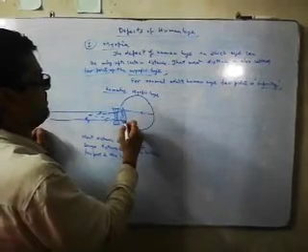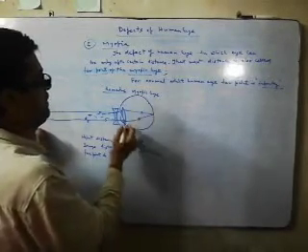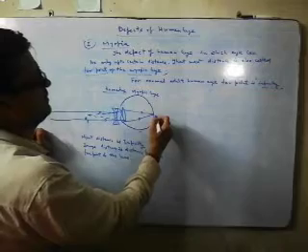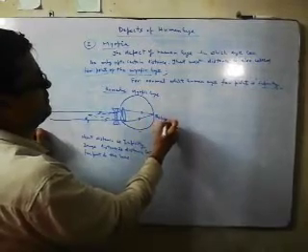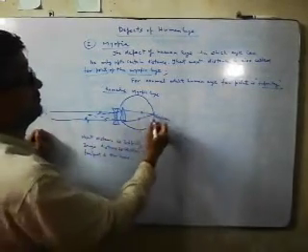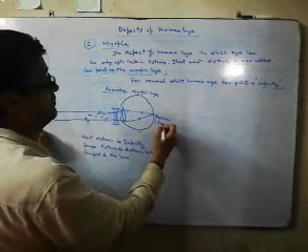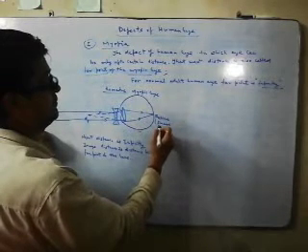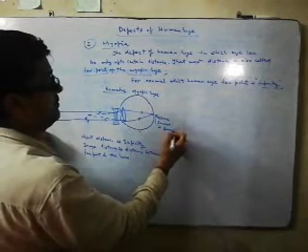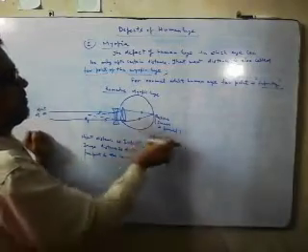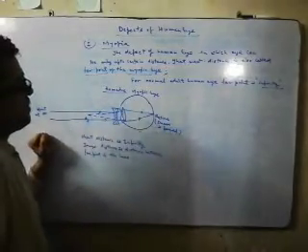So the final image by the eye lens is formed right here. So the image is formed at the retina.